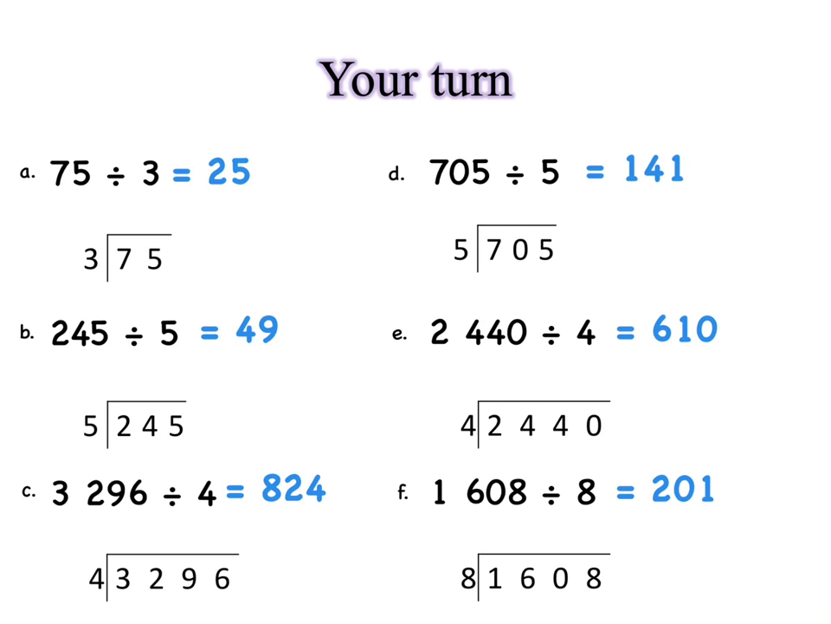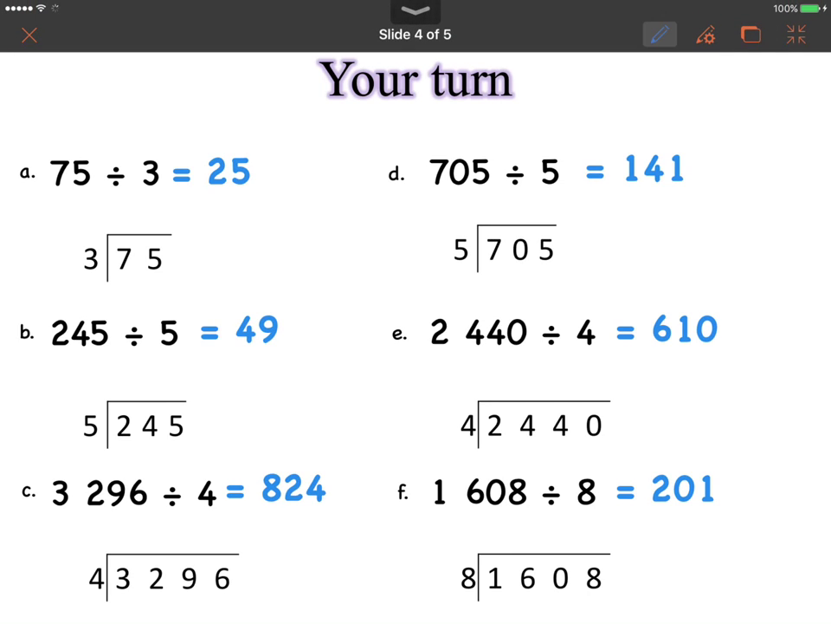For the first question, just so we can be quite clear, 3 cannot go into 7, but it can with a remainder. So 3 goes into 7 twice and with a remainder of 1. And 3 goes into 15 5 times, and that is how I would get 25.